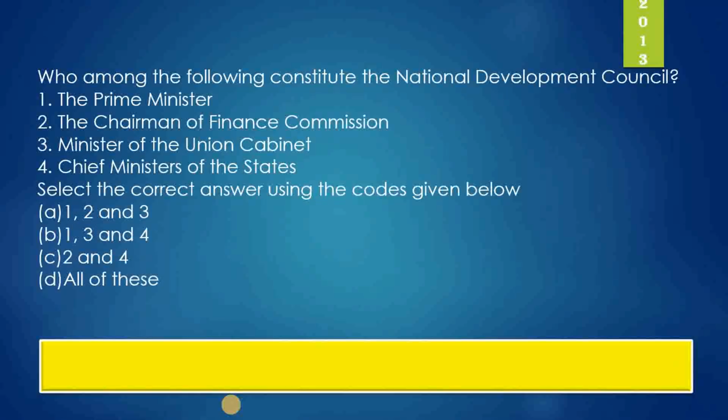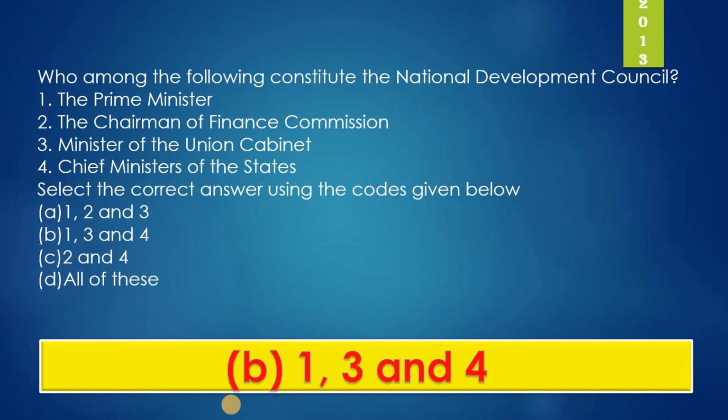Next question. Who among the following constitutes the National Development Council? That is the Prime Minister, the Chairman of Finance Commission, Ministers of the Union Cabinet, or Chief Ministers of the States. So the codes are 1, 2 and 3, 1, 3 and 4, 2 and 4, or all of these. So the answer will be option B, that is 1, 3 and 4. The Chairman of the Finance Commission is not a member of the National Development Council. The rest three are its members.